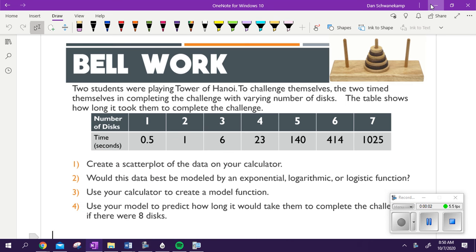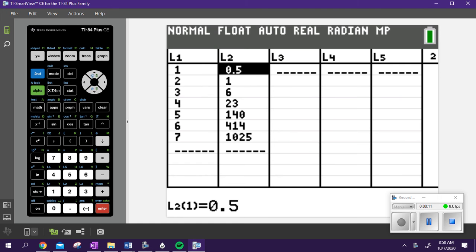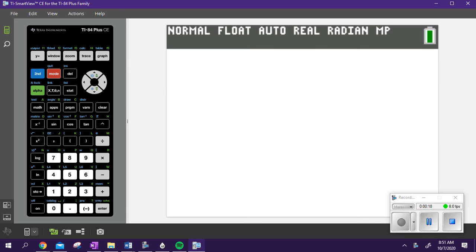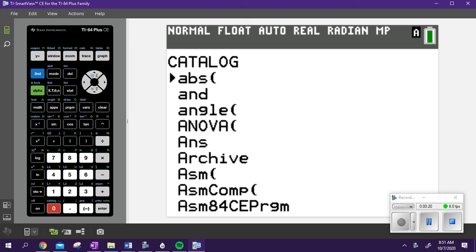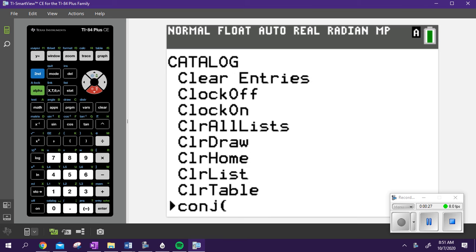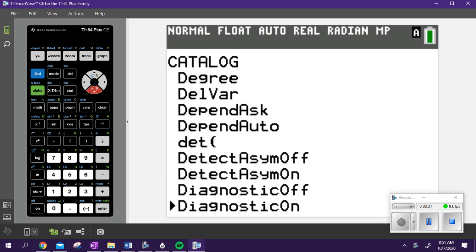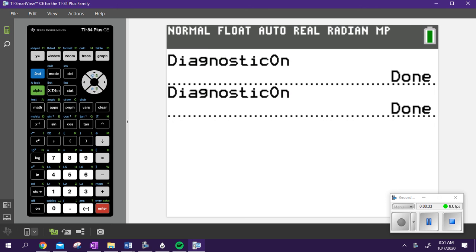All right, so for bell work today, we took this data and typed it into our graphing calculator in our stat menu. So remember how we do that? We go stat, edit, we typed in L1 and L2, we typed in all that data. A real quick check here, we went second catalog, which is the number 0. Remember, you need diagnostic on. If you've turned diagnostic off or you reset your calculator, it's in alphabetical order. So we are going down here to diagnostic on, hit enter, boom, we're good.